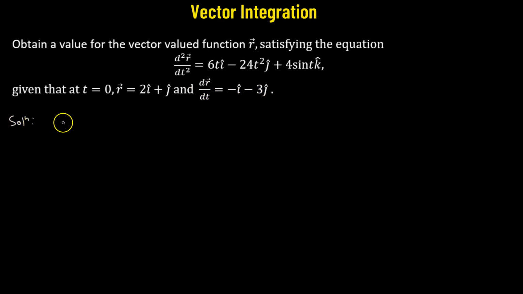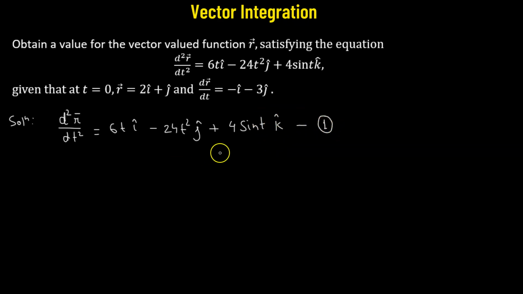So let's rewrite the equation. We have the second derivative of vector r with respect to t equals 6t i cap, where 6t is the x component, minus 24t squared, this is the y component, multiplied to j cap, plus the z component, which is 4 sine t k cap. So let's call it equation number 1.